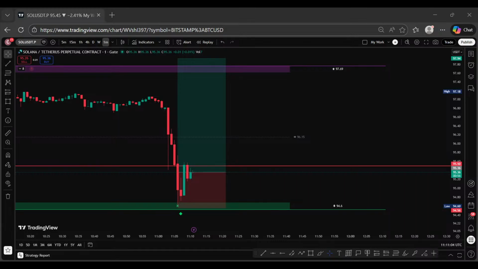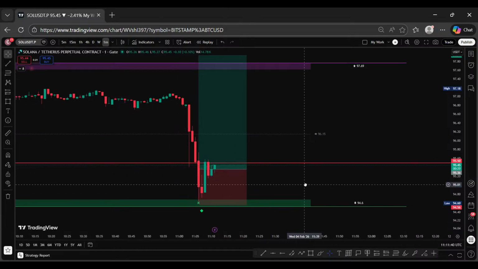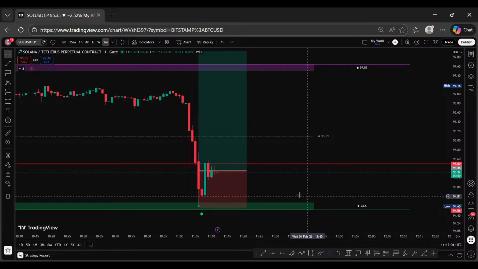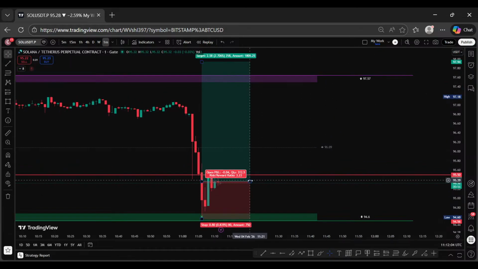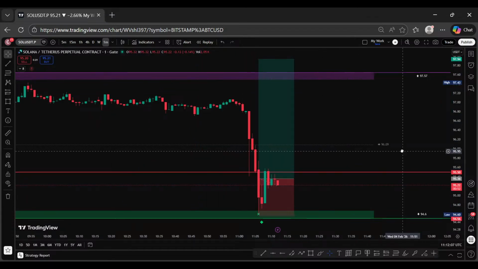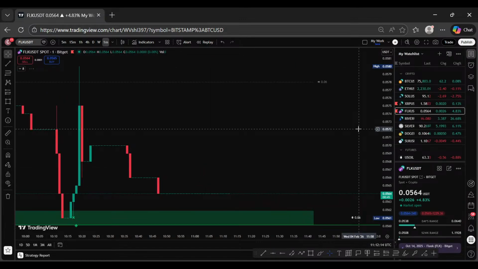Okay, and we can see that the consolidation for the market has already been done. So this is our entry. Now let's go and check for another token, maybe FLK, if you guys are good with spot trading.